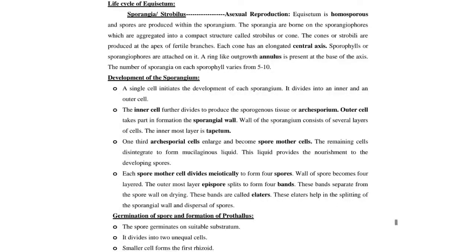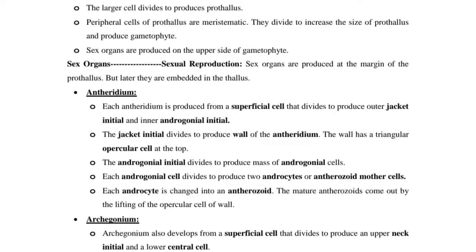Germination of spore and formation of prothallus. The spore germinates on suitable substratum. It divides into 2 unequal cells. Smaller cell forms the first rhizoid. The larger cell divides to produce prothallus. Peripheral cells of prothallus are meristematic. They divide to increase the size of prothallus and produce gametophyte. Sex organs are produced on the upper side of gametophyte.